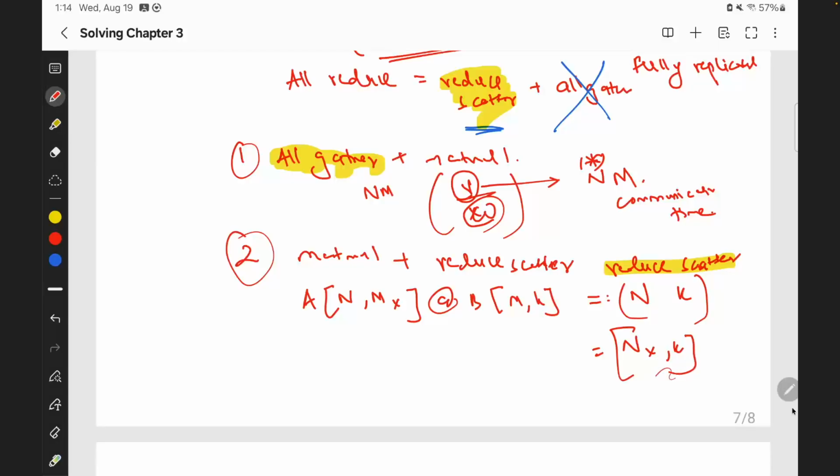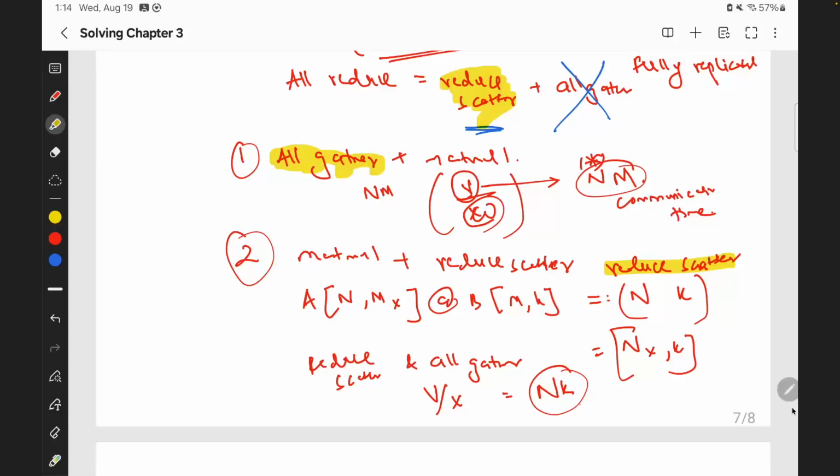We saw that reduce scatter and all gather have the same communication cost, V by W. So this one would scale by nk, and you have nm here. If you name this strategy 1 and strategy 2, then strategy 1 over 2 scales by m by k.